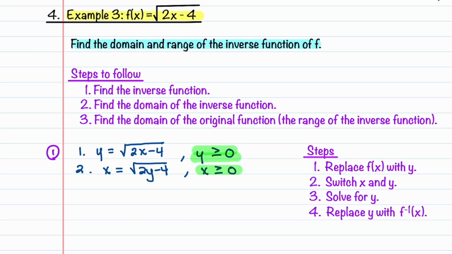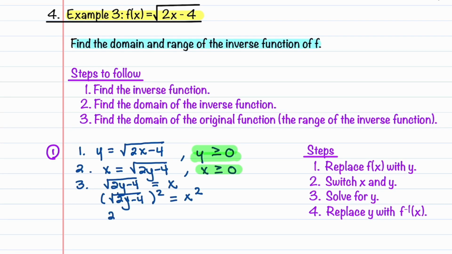Our third step is we need to solve for y. I'm going to go ahead and switch sides just like we did for the other examples. I'm going to write the 2y minus 4 with the square root on the left and the x on the right. To get rid of a square root, we're going to have to square each side. So we're going to have our square root of 2y minus 4, we're going to square that, and then we also have to square our right-hand side. On the left, the square root and squaring it cancel each other out. So we just have 2y minus 4 is equal to x squared.